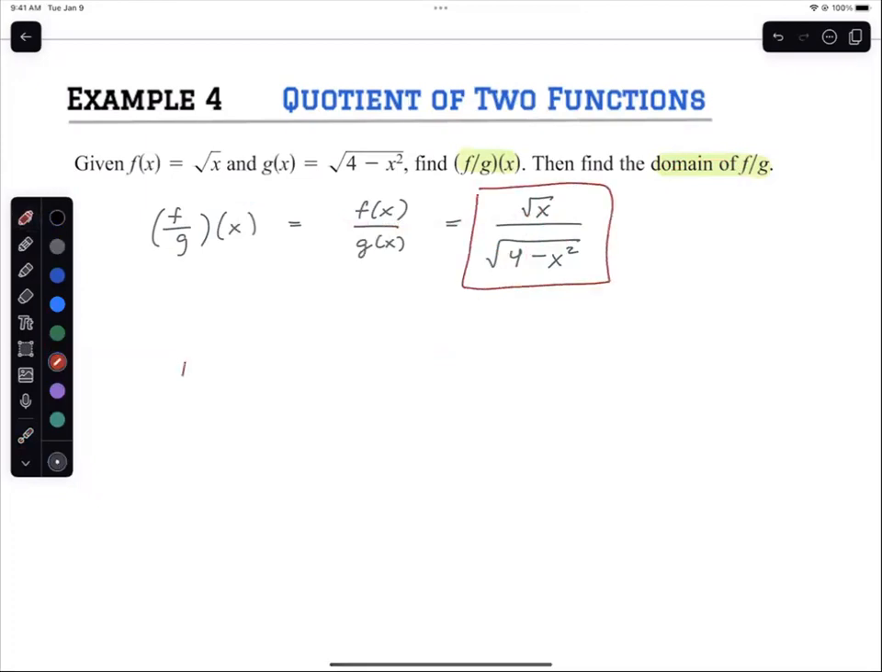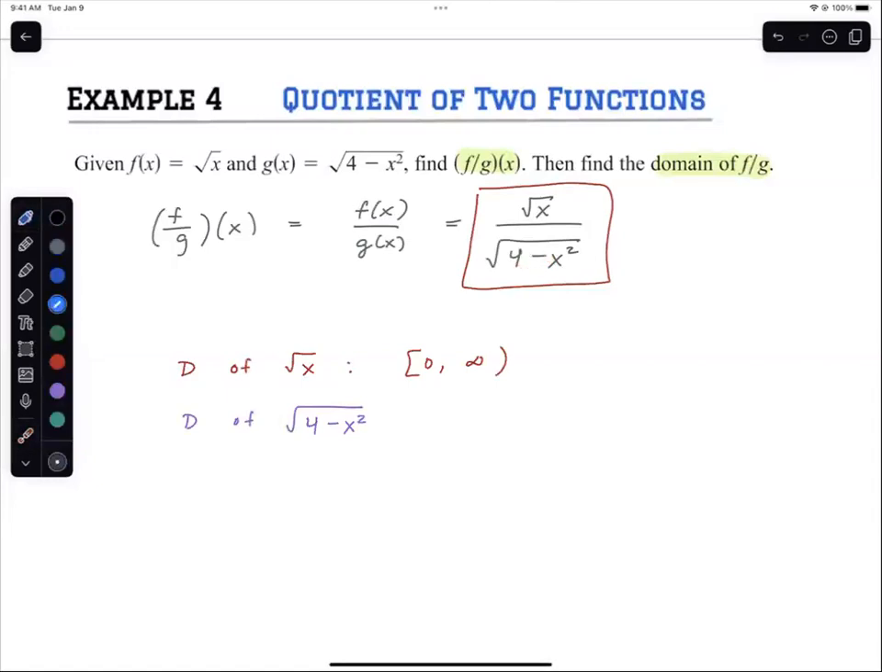For the domain of square root of x, okay, we've done this one a couple times. Square root of x, the domain is 0 to infinity, because we can take the square root of 0 and then anything positive. The domain of the bottom, okay, if you weren't sure what this was, you can plug this into a graphing calculator. Okay, this is the graph of a semicircle.